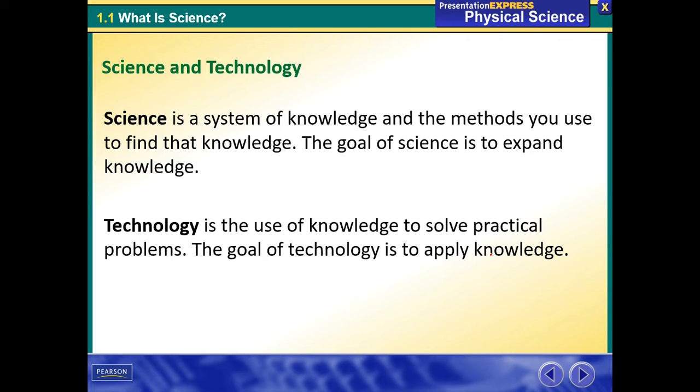Another example is electricity. Our knowledge of electricity is science, but using that knowledge to find a way to power houses is technology.